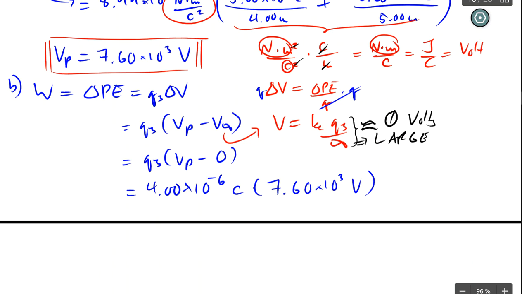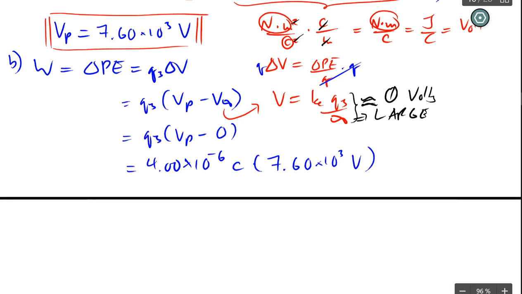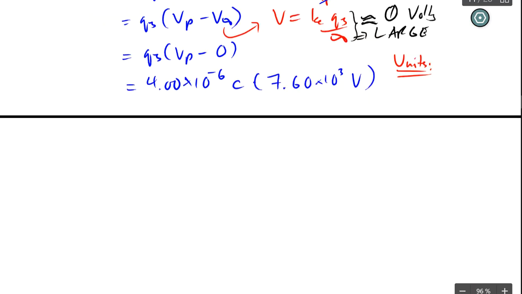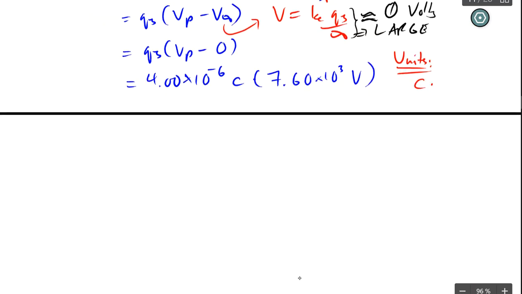Now what unit should we end up with? Breaking down the units, units are important. Units have feelings too. Volt is defined as joules per coulomb. As you can see, the coulombs cancel out and you're left with units of joules, and that's good because the units for work are indeed joules. I'm running out of space, so I might as well just write it down here.